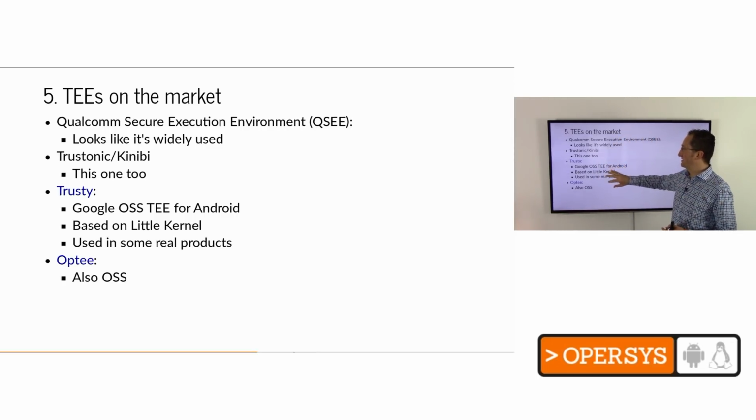Trusty is maintained by Google. It's an open source implementation, and it is also based on Little Kernel. Little Kernel actually serves a few different purposes at Google, including, I believe, it is partly used in the Fuchsia stuff they're working on. Correct me if I'm wrong, let me know, but I think that is the case.